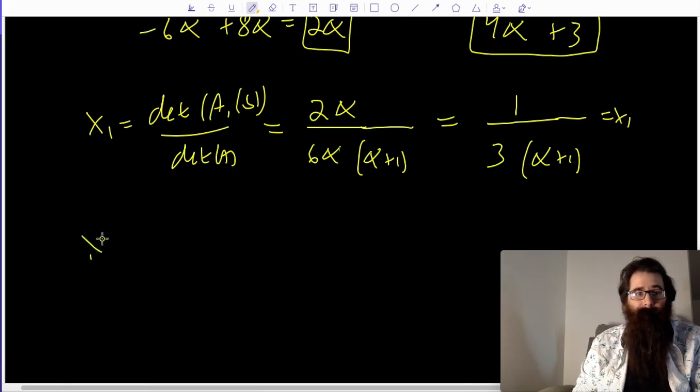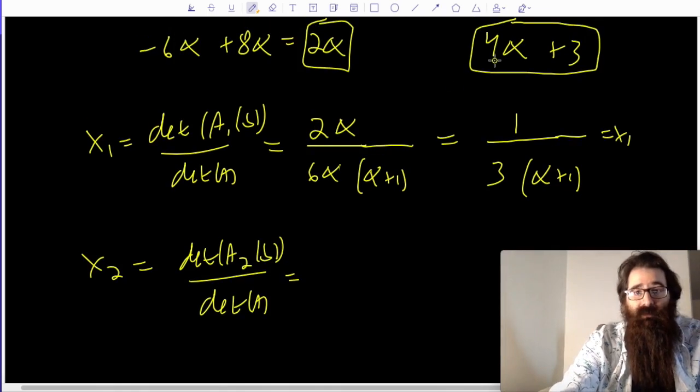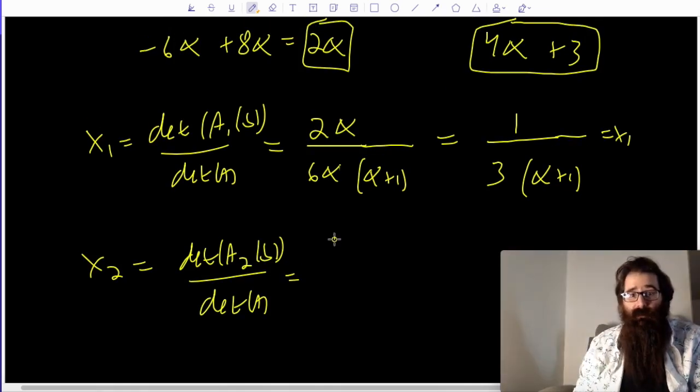And for x sub 2, well, similar idea. This is determinant of A sub 2 at B divided by determinant of A. The determinant of A sub 2 at B, we saw that was 4 alpha plus 3.